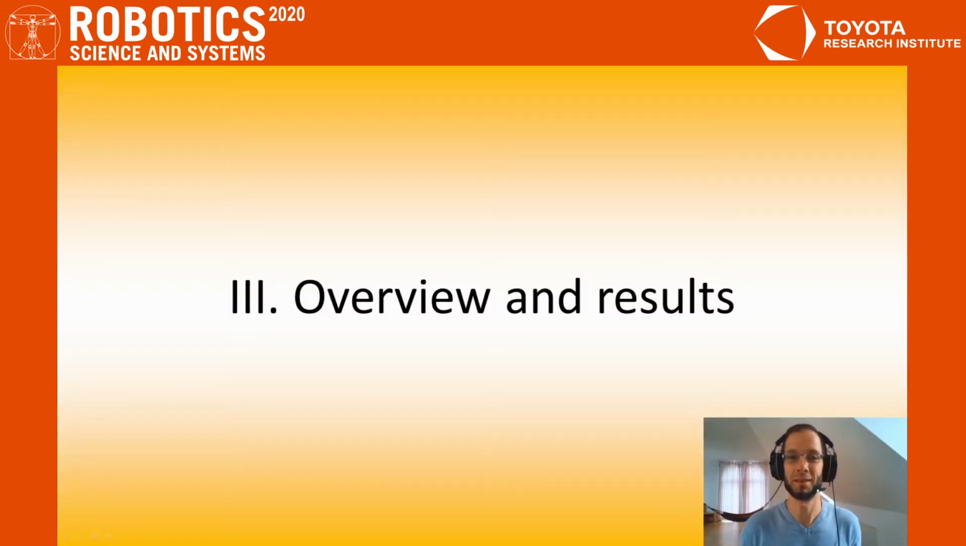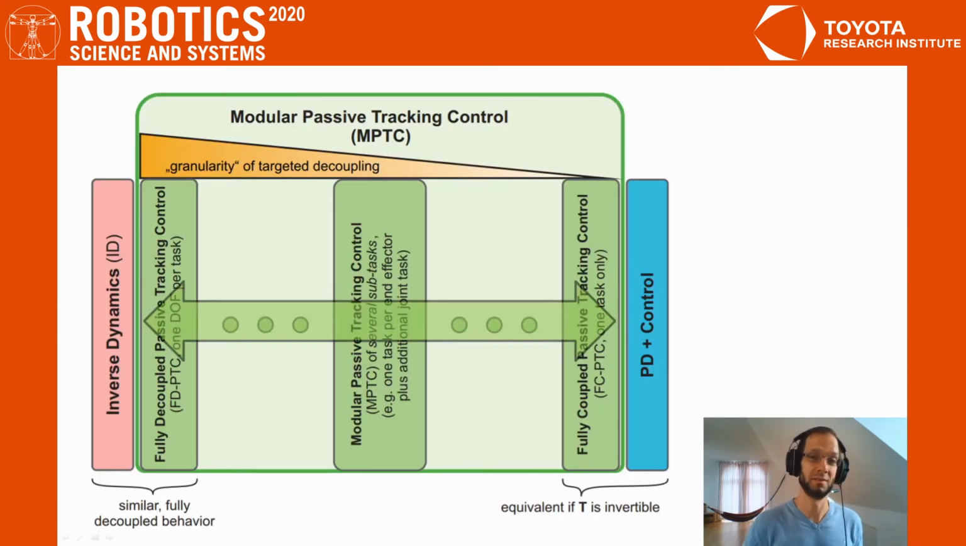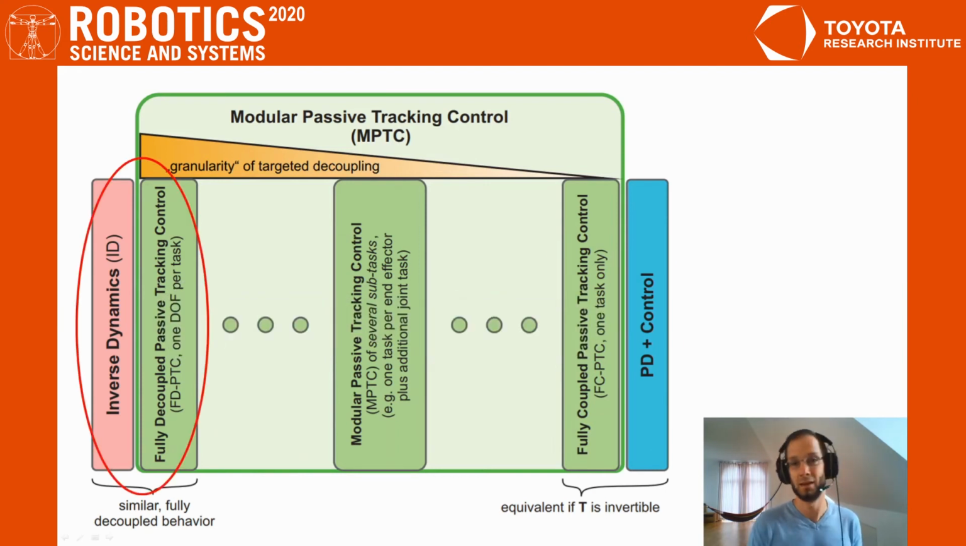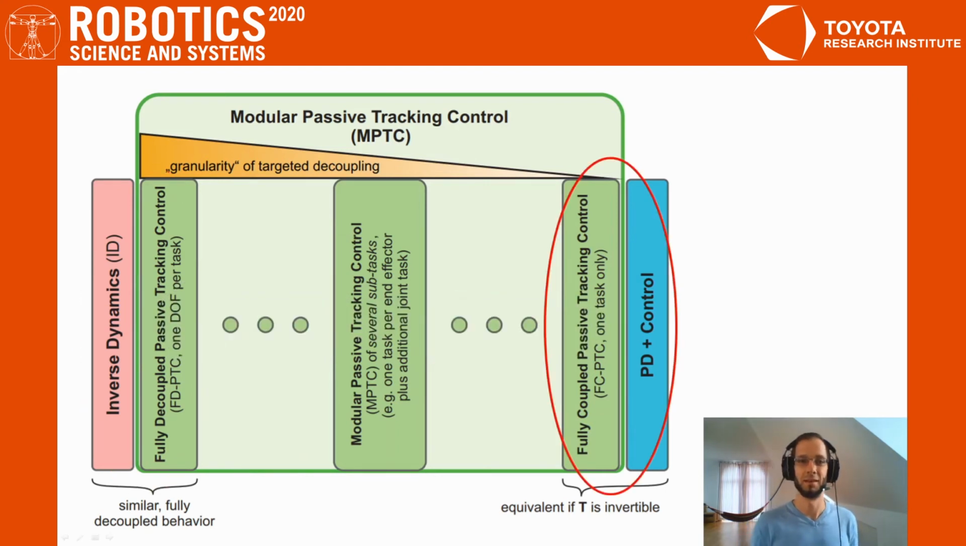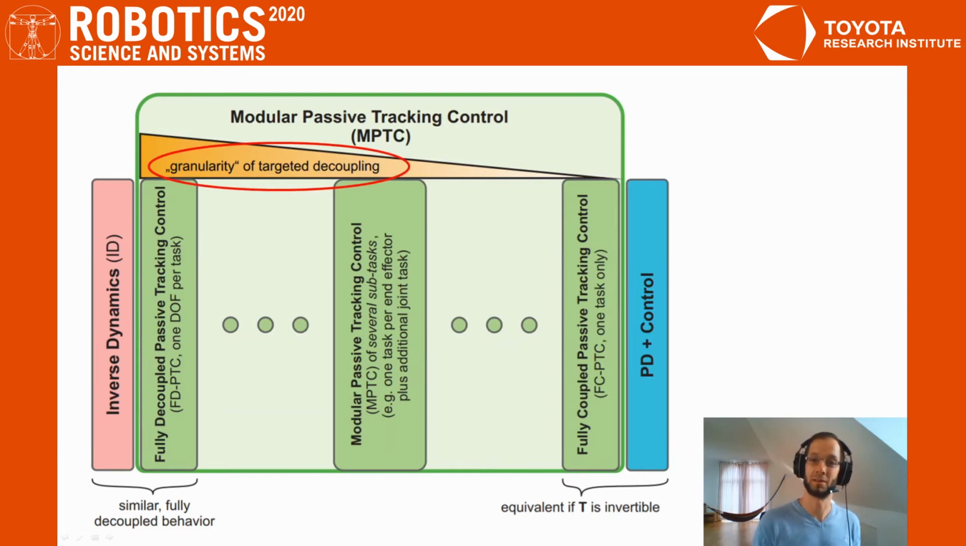Now I'll be presenting a bit of an overview and some really nice results. MPTC covers the complete range in between inverse dynamics on the one side and PD plus control on the other side, depending on the granularity of the targeted decoupling, or in other words, on the desired modularity of the tasks.